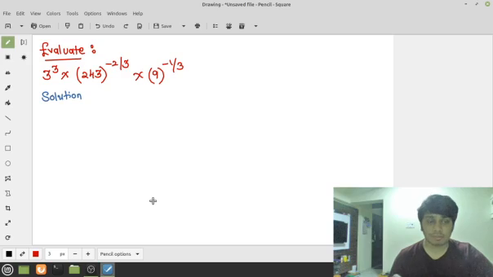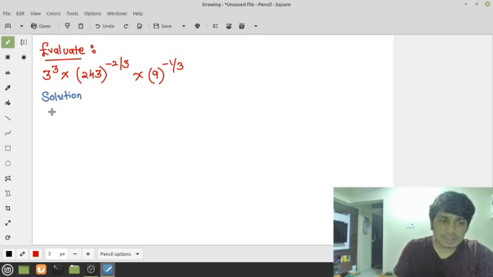Now this question is based on indices. If you observe, each and every part of the question is in exponential form, right? And the most important part is that if you observe each part, the first part is 3 raised to 3. So first let us write down the question. 3 raised to 3 multiplied by 243 raised to minus 2 upon 3.